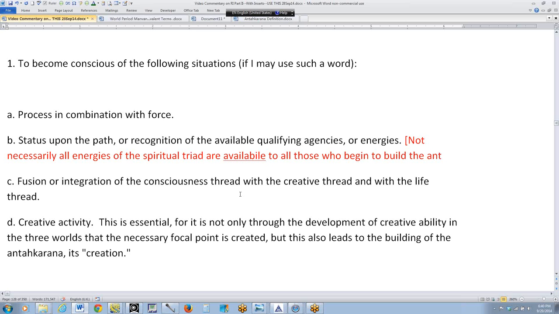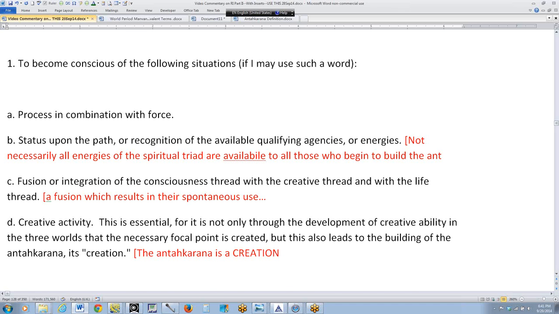Fusion or integration of the consciousness thread with the creative thread and with the life thread. So an intuitive fusion which results in their spontaneous use and creative activity. This is essential, for it is not only through the development of creative ability in the three worlds that the necessary focal point is created, but this also leads to the building of the Antahkarana, its creation. So the Antahkarana is a creation.